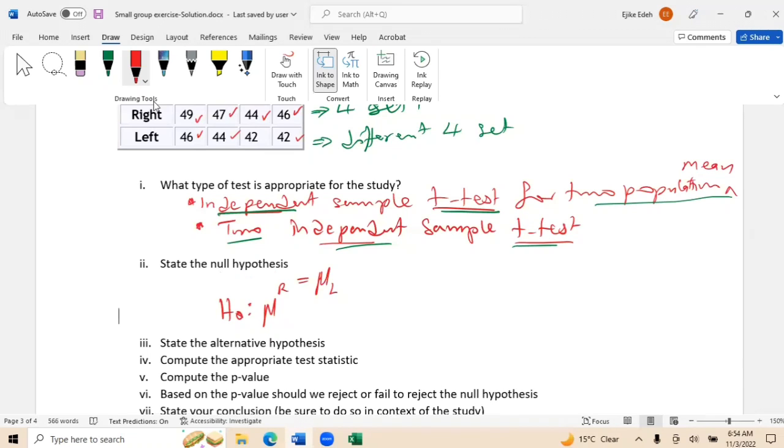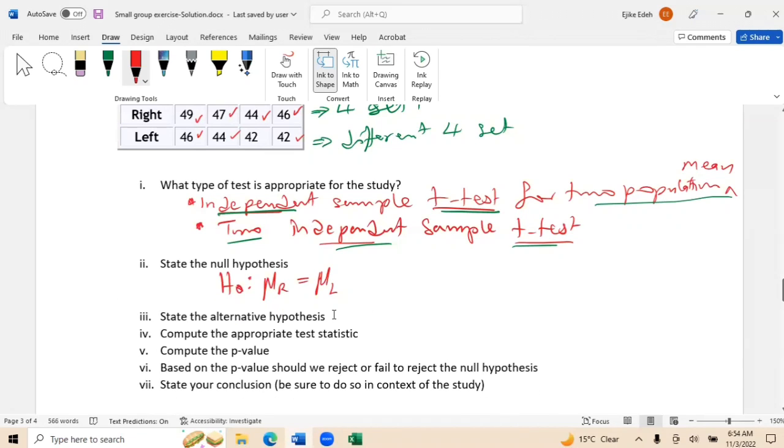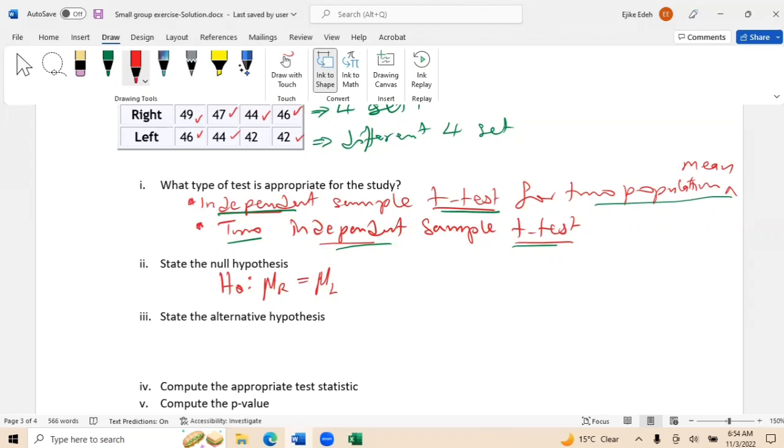And then the alternative, of course, let's move this back. The alternative hypothesis should be that they are different. And let me look at the question to be sure that is what is implied. Mu R, mu L rather.